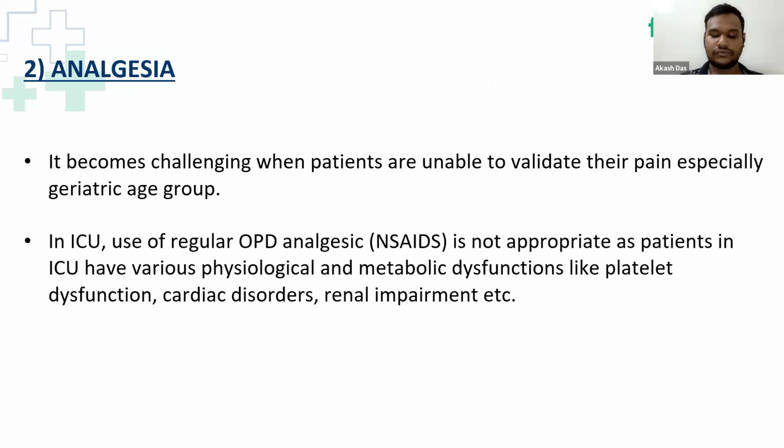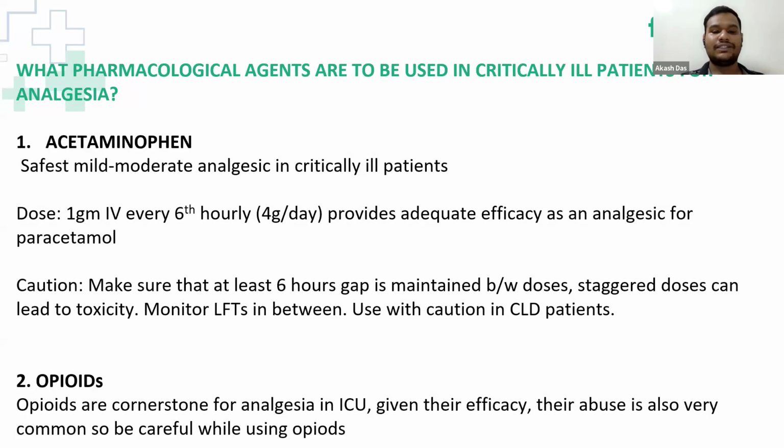First thing is acetaminophen or paracetamol. It is the safest mild to moderate analgesic in critically ill patients. When you give it as an analgesic, paracetamol is given 1 gram every sixth hourly. As we all know, 4 grams is the maximum dose. To provide an adequate analgesic effect, make sure as a pharmacist that at least 6 hours of gap is maintained between doses. Staggered doses can lead to toxicity. Monitor LFTs in between and use caution in CLD patients.